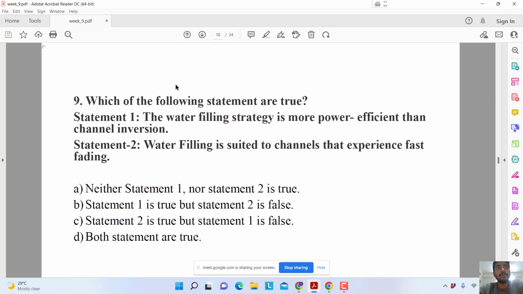The next question is a statement type: which of the following statements are true? Statement 1: the water filling strategy is more power efficient than channel inversion. Statement 2: water filling is suited to channels that experience fast fading. Please try it.